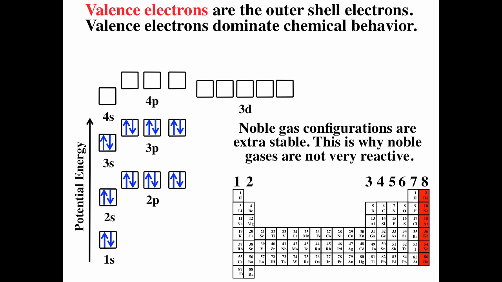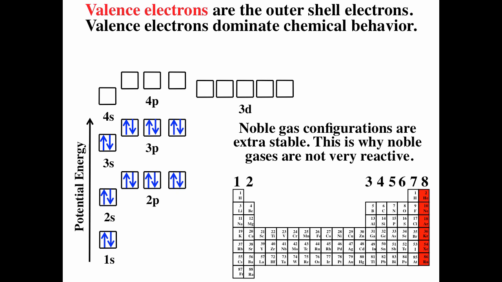And then the noble gases are all extra stable. They're not very reactive. There are only a few known compounds with xenon, only a few with krypton, 1 or 2 with argon. There are no known compounds with helium and neon. They're not very reactive because they're very stable.